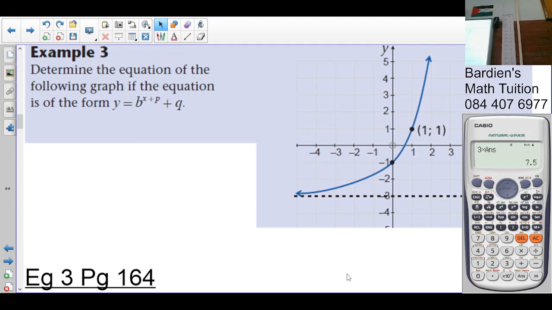Alright, we are given the graph there. The graph is going through 2 points, (0, negative 1) and (1, 1). Now what we notice, we have a horizontal asymptote at y is equal to negative 3. So what can we determine at this point already? Your q value. Your q value is? So think quickly, and then you write down the equation as it stands at this point.